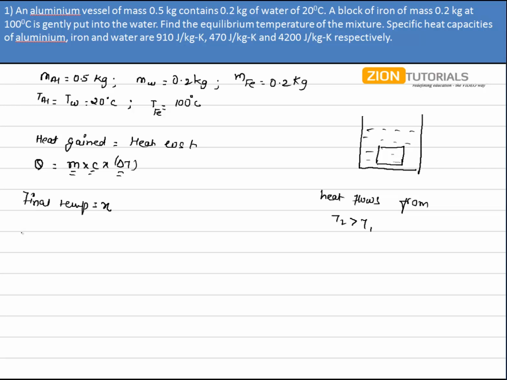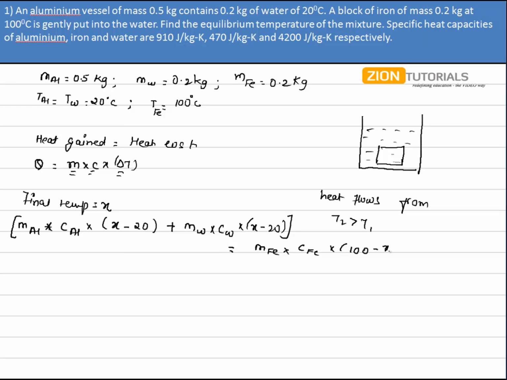So heat gained can be written as mass of aluminium into specific heat of aluminium into the final temperature of aluminium, that is X, minus the initial temperature of aluminium, that is 20, plus mass of water into specific heat of water into the same X minus 20. This is my total heat gained, and this is equal to the heat lost. So heat is lost by Fe, so mass of Fe into specific heat of Fe into 100 minus X.